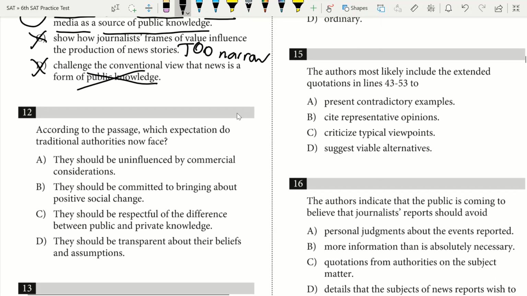Question 12, according to the passage, which expectation do traditional authorities now face? Well, the expectation that they're now facing is that they have to be transparent about their beliefs and assumptions, right? We talk about how, is our next one evidence?